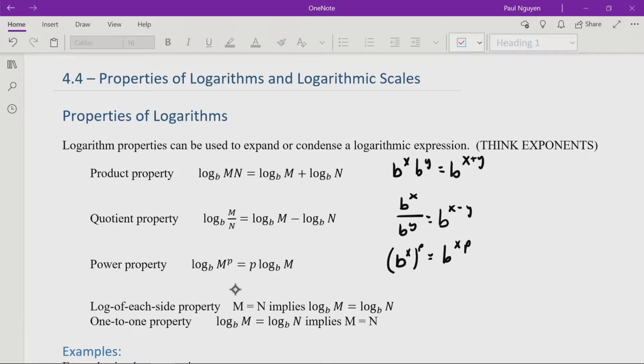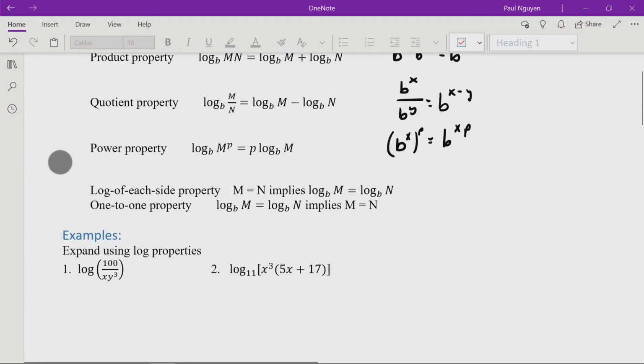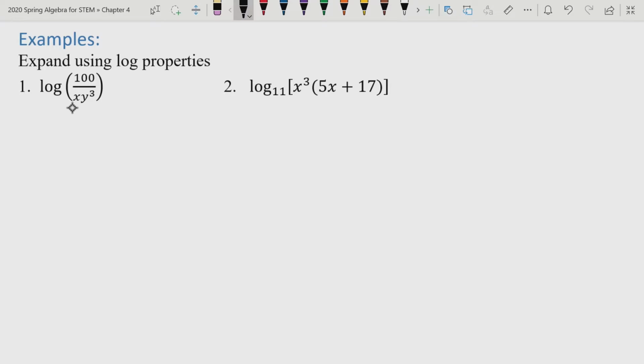Since log is a function, if m equals n, then log of m equals log of n. Since log is one to one, if the log of m equals the log of n, then m equals n. Let's do some examples. Let's expand these expressions using logarithmic properties.